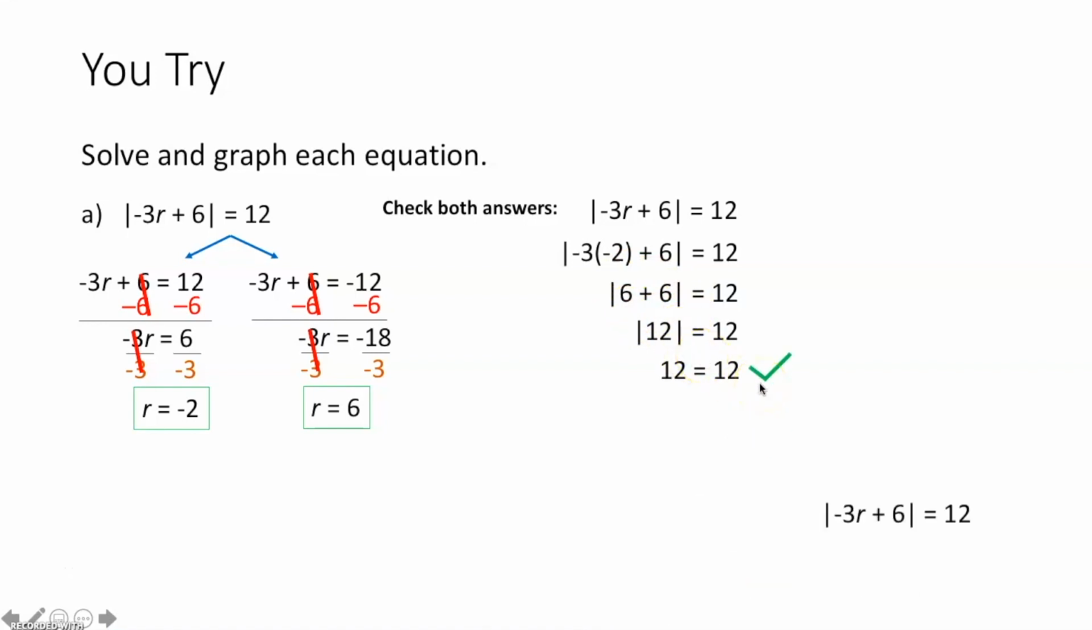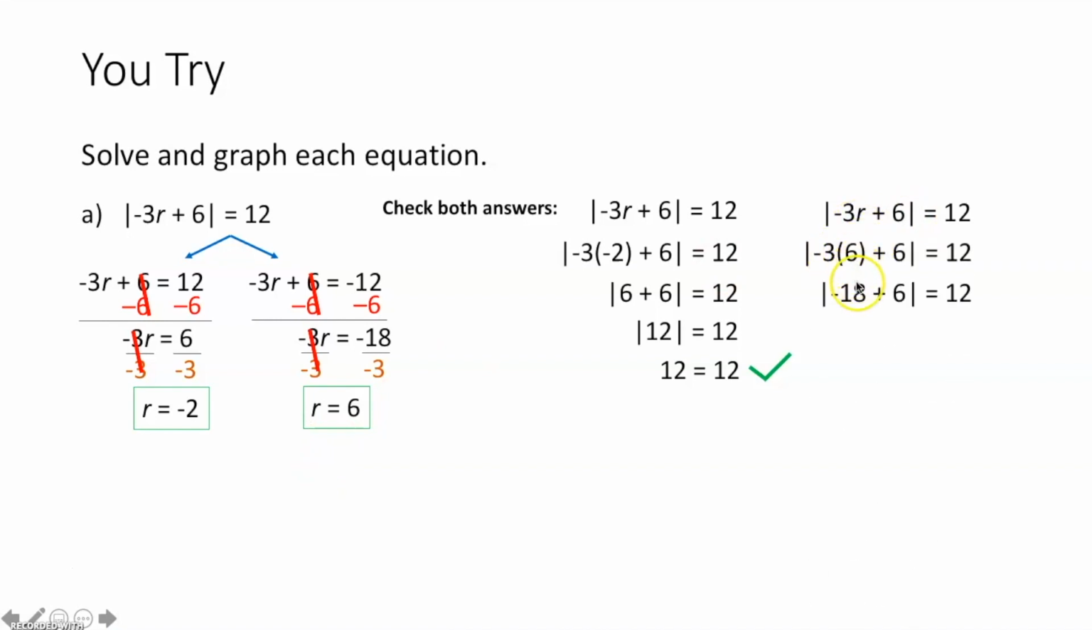We did it right. On this side, I'm going to plug in 6 now to make sure I did that right. When I plug in 6 times negative 3, that's going to be negative 18. Negative 18 plus 6 is going to give me negative 12. And what's the absolute value of negative 12? That's positive 12. Boom, did that right. So both of these are going to be my answers for this absolute value equation.